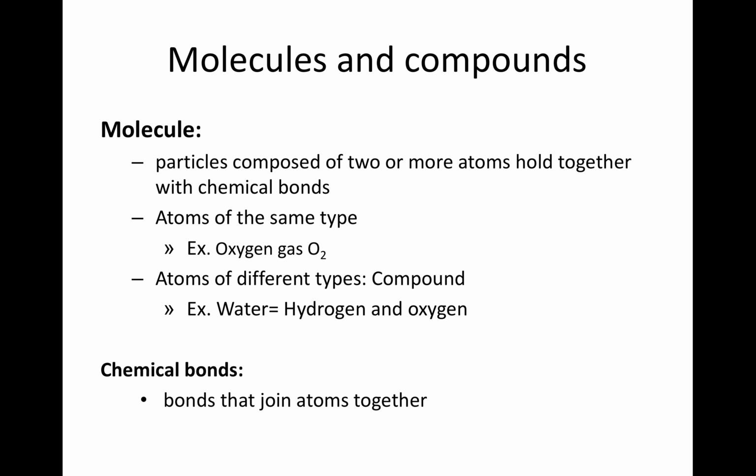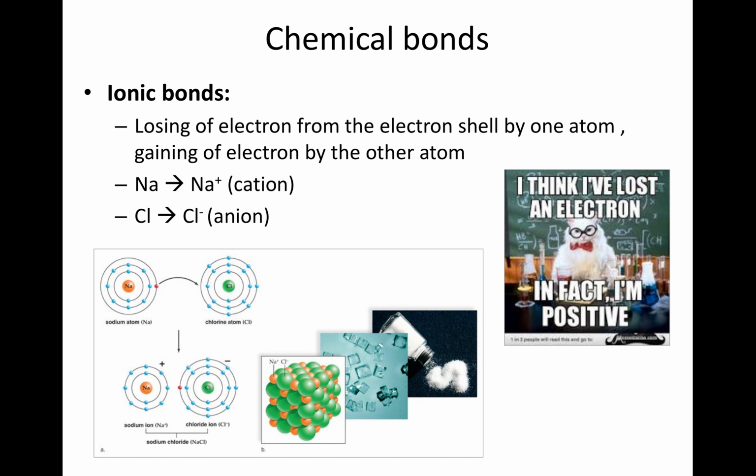So let's take a look at this. When we talk about molecules, we said molecules are a combination of two or more atoms, and in this case, they're held together by chemical bonds. The way they are held together with chemical bonds is through the utilization of their electrons. So let's take a look at the different types of chemical bonds that are present within our environment.